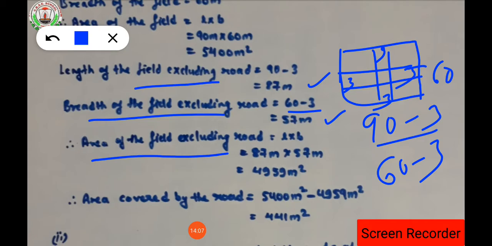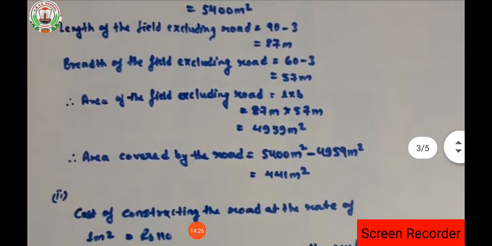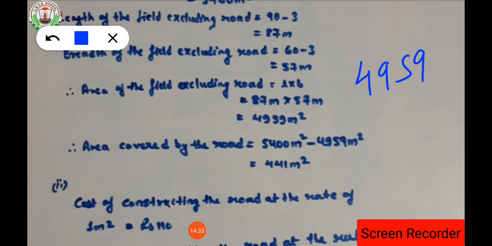Okay, so what is area? Area of the field excluding the road is equals to area of the rectangle, that is L into B. So L into B, that is 87 meter into 57 will be how much? 4,959. What is the answer we will get as? 4,959 meter square is the area of the field excluding road. Clear everyone?